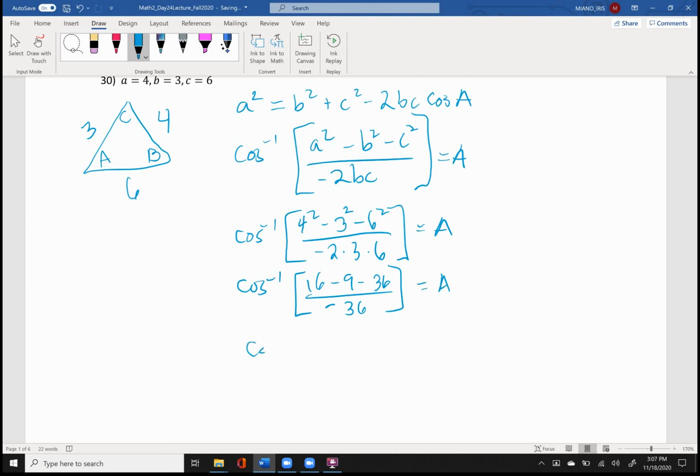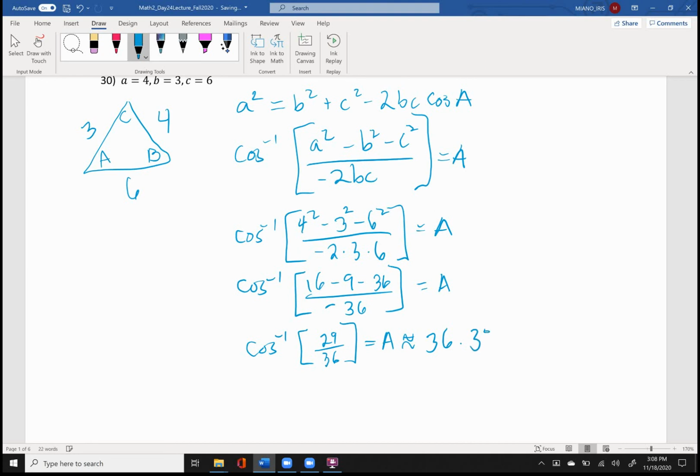And then what'll that give me in the numerator? That's a negative 29 if I'm not mistaken. Over negative 36 will settle down to 29 over 36. So this is what you'll type into your calculator, and it'll give you an A value that's approximately 36.6 degrees. Oh, sorry, 36.3 degrees is what I meant.